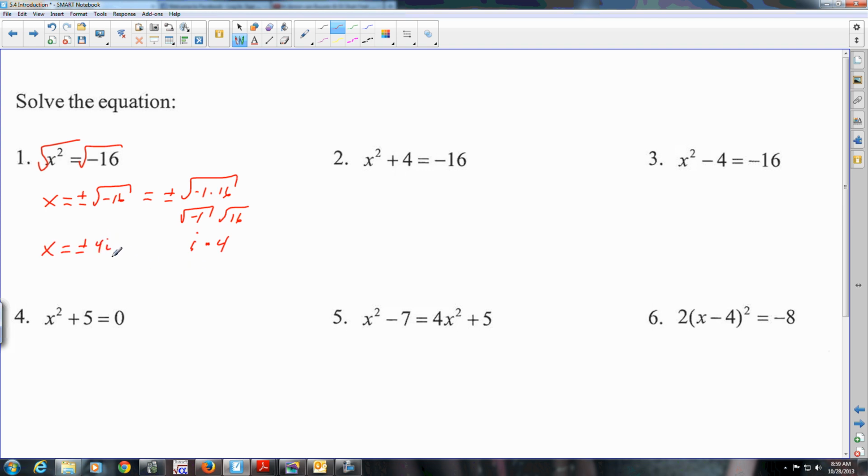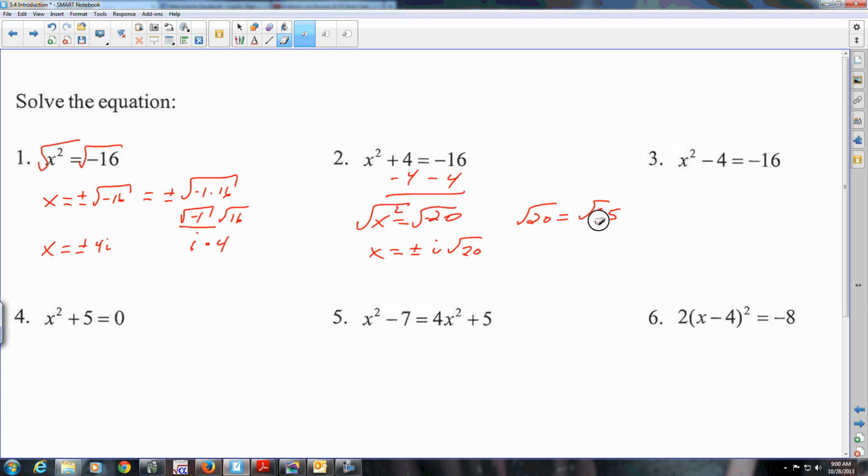You think of i like a variable at that point, and you write it after the number. Okay? Subtract the 4 from both sides, and you get x squared is equal to negative 20. Square root both sides. And I promised you guys a shorter way to do it. When you see a negative inside an even root, it pops out as i, because you're bringing it out as the square root of negative 1. In the square root of 20, one way to think of it is 4 times 5.